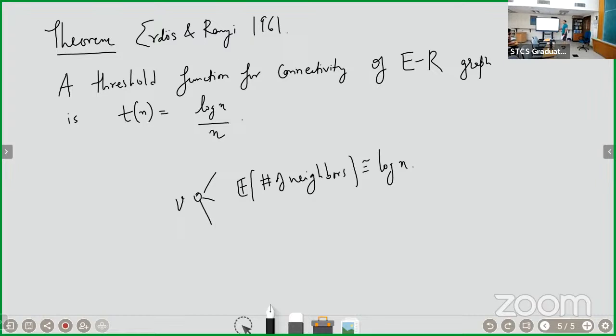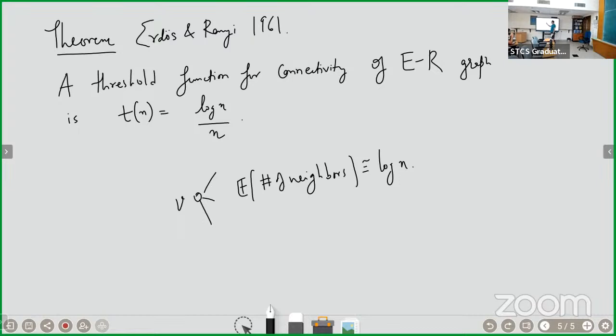No, I didn't understand. Can you repeat? You remember the definition of Tn? That essentially Pn below Tn and Pn greater than Tn, the phase transition is going to happen. So think of Pn essentially as log n by n. What we're telling you is that if you choose Pn to be smaller than log n by n, you will not have connectivity. I see. If you choose Pn greater than log n by n, you have connectivity with probability 1.